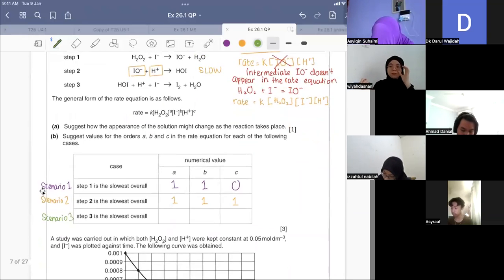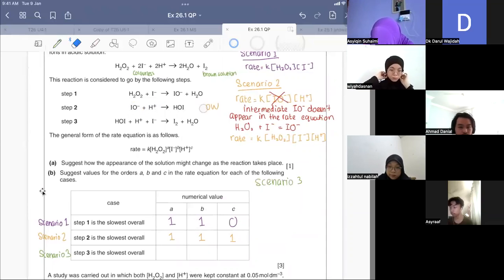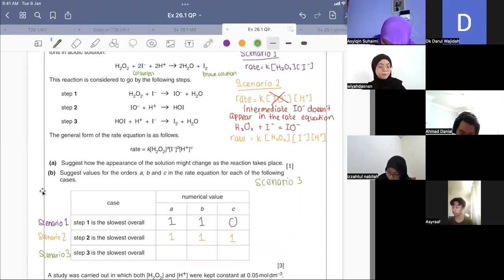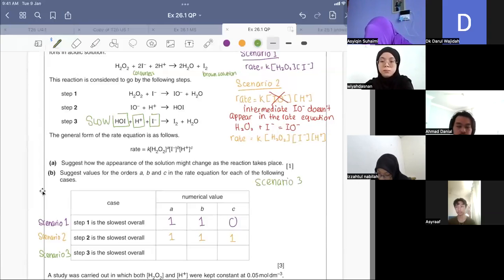I don't have space, so maybe I'll just do it here. Scenario 3. So I will erase everything because I'm now starting with a new scenario. Okay, so step 3 is my slow step. I would expect to have HOI, H plus, and I minus. Each of them are one molecule, so that means they are all first order.